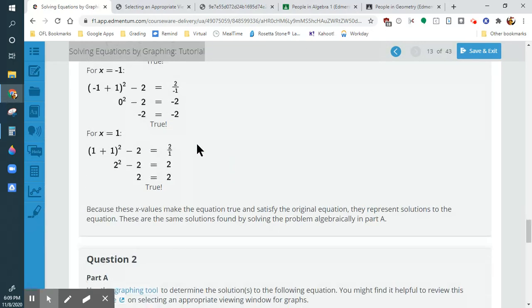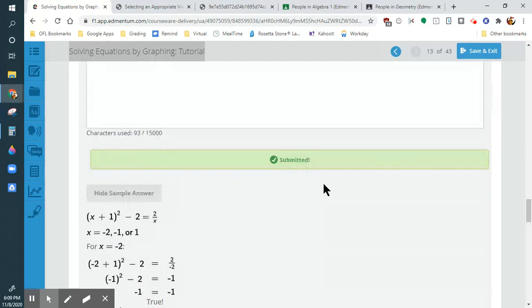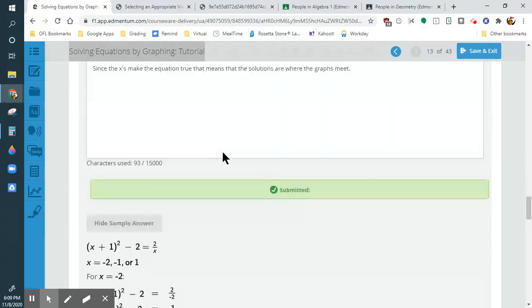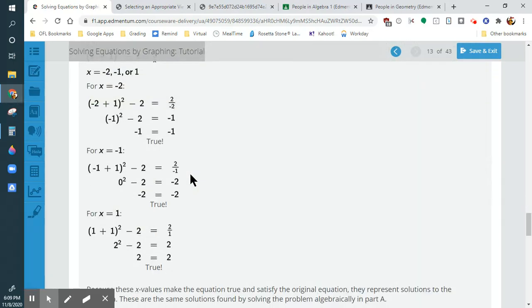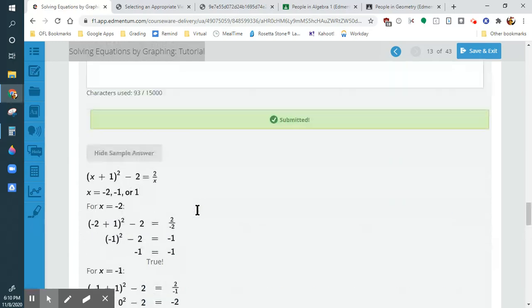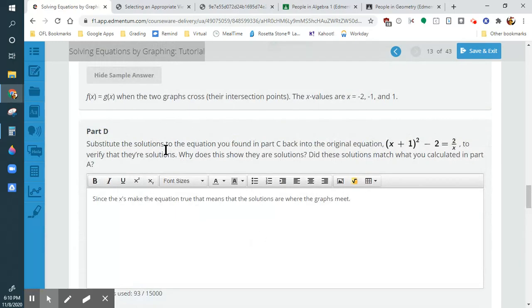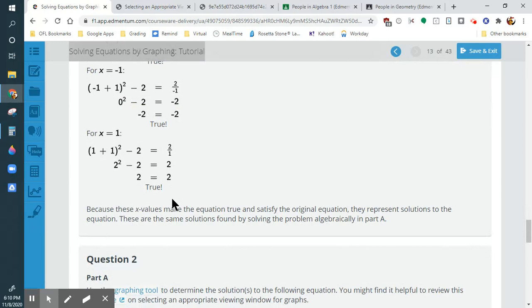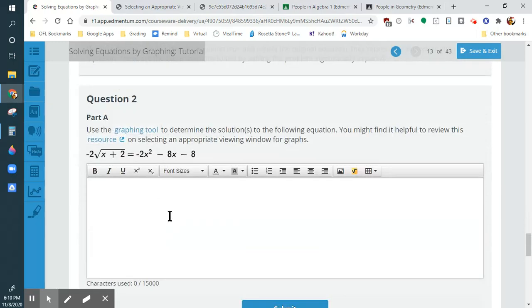Of course, Desmos, because the x values are true in the original. I don't understand what they're trying to ask there, but basically, because the x-value equations are true, they satisfy the original equation. They represent the solution. These are the same solutions. Basically, they work and they're the ones on the graph. Use your own words. I think that was a really weird question that they wanted us to do.